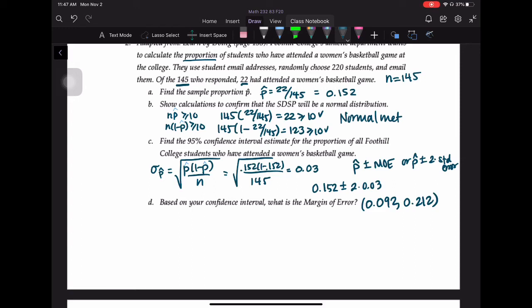Now, what's our margin of error? Well, remember that our margin of error is after the plus or minus. That's going to be 2 times 0.03, which is 0.06.